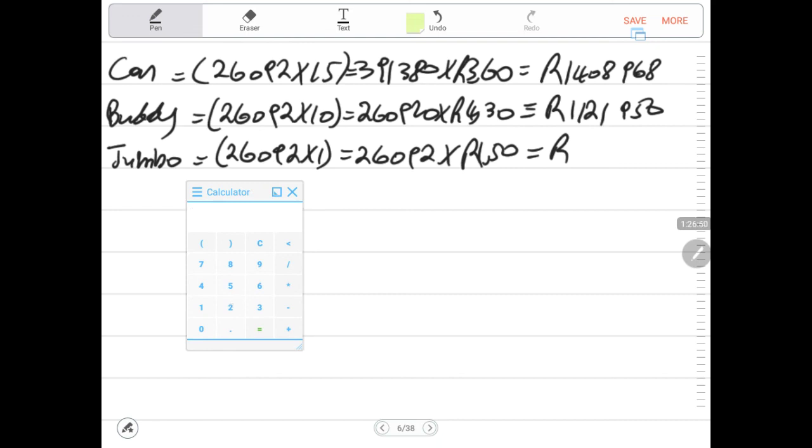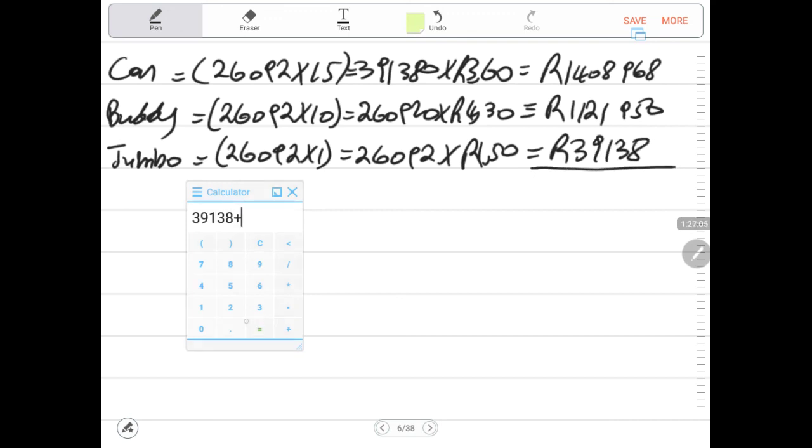Then after that we have 26092 times 150 cents. That gives us 39,138 contribution for each product variation.